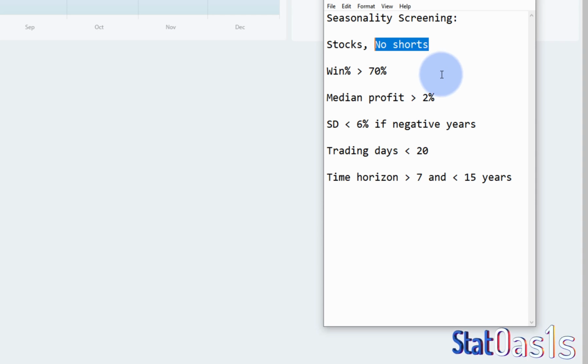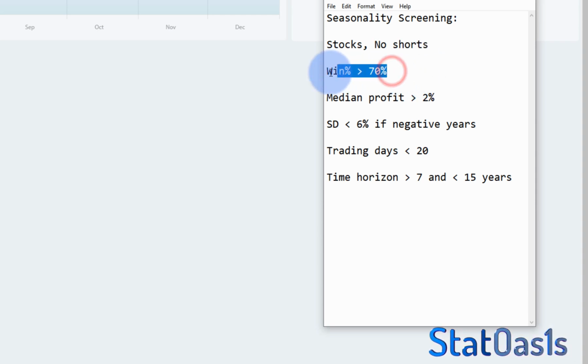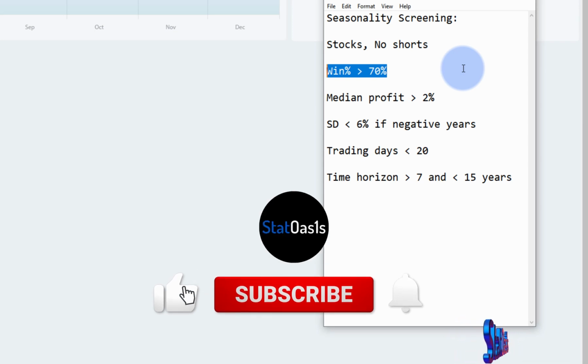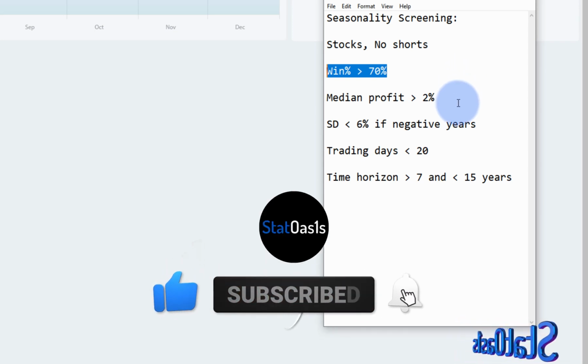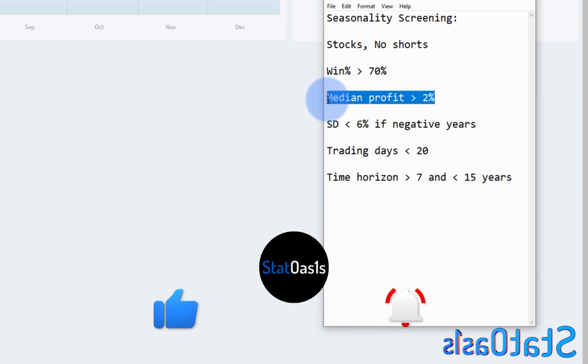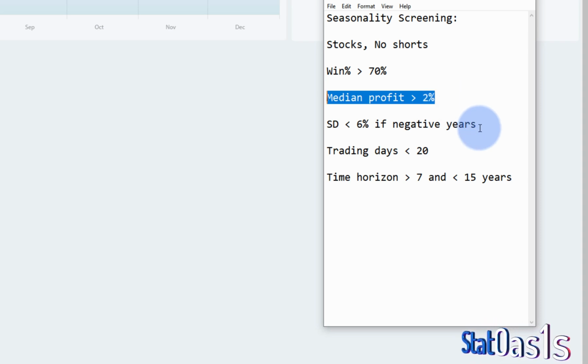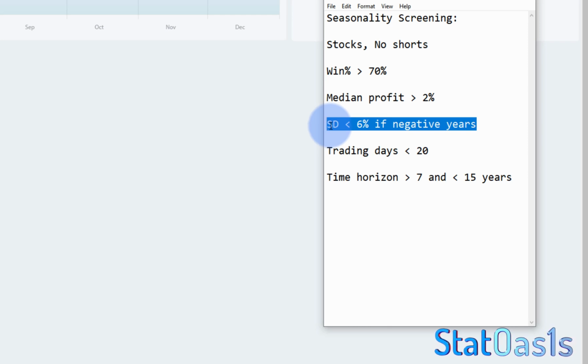And then the win percent has to be above 70. There will be no trades if the win percentage is less than 70. And then the median profit per trade should be higher than 2%. Obviously we want more, but this is the cutoff. And then the standard deviation, if it has negative years, should be less than 6%.